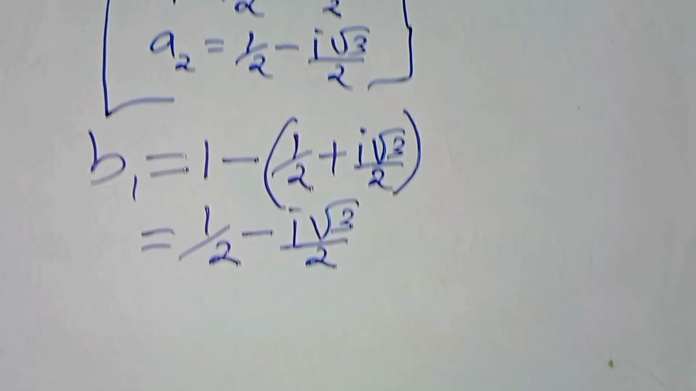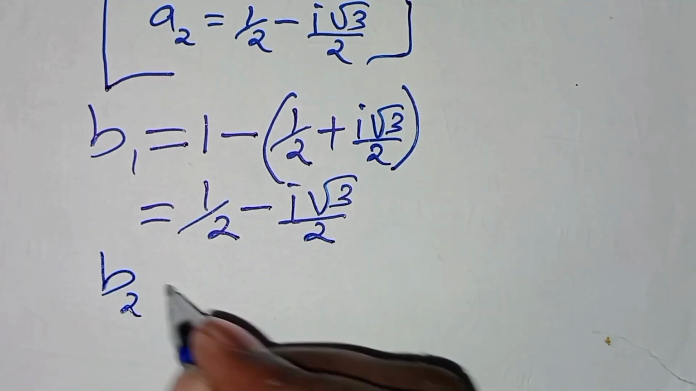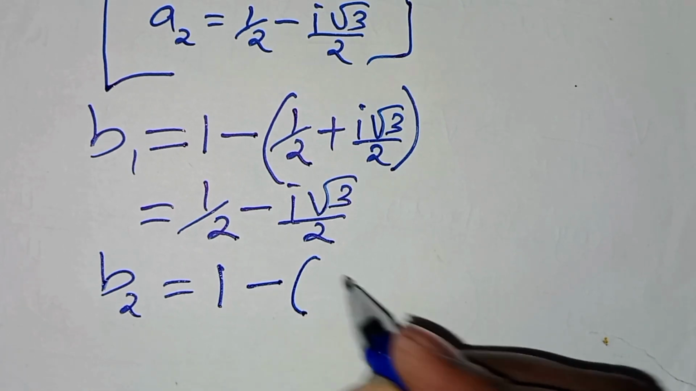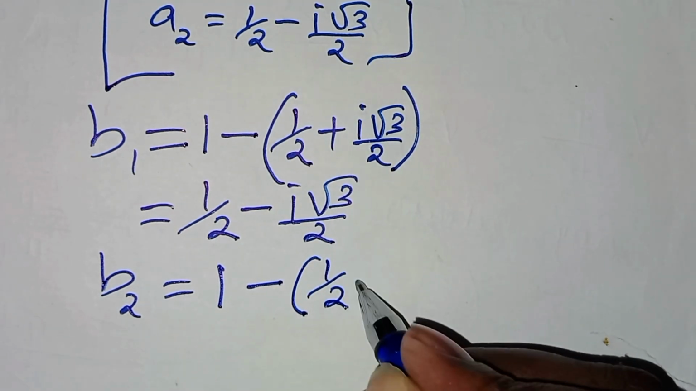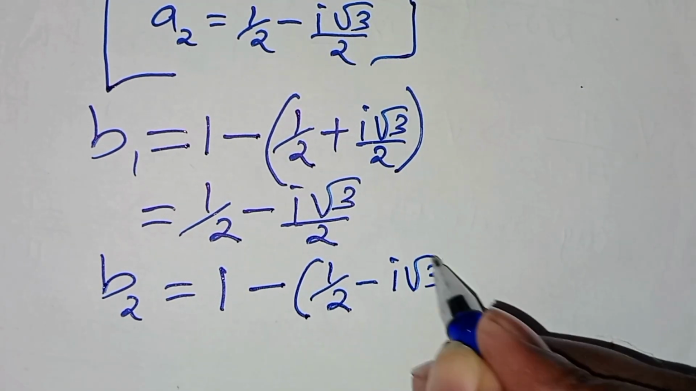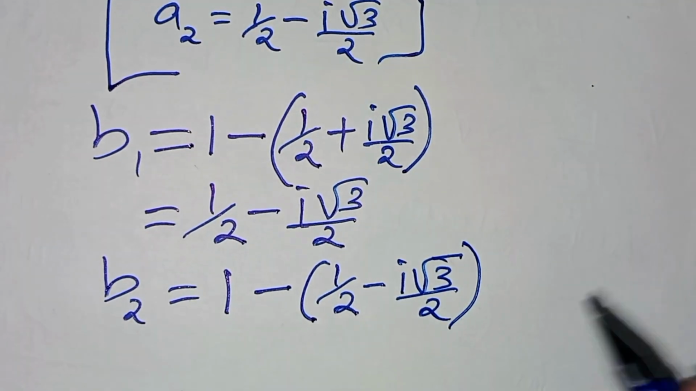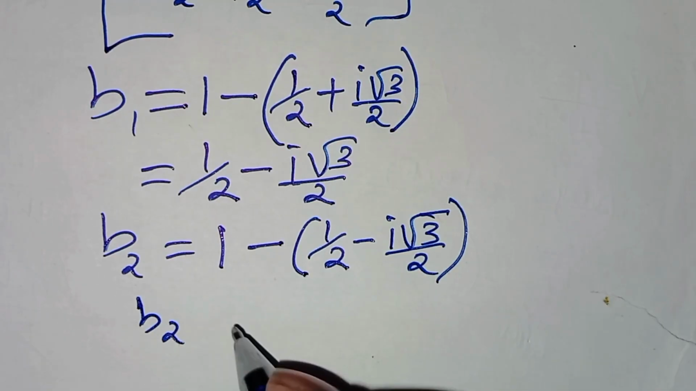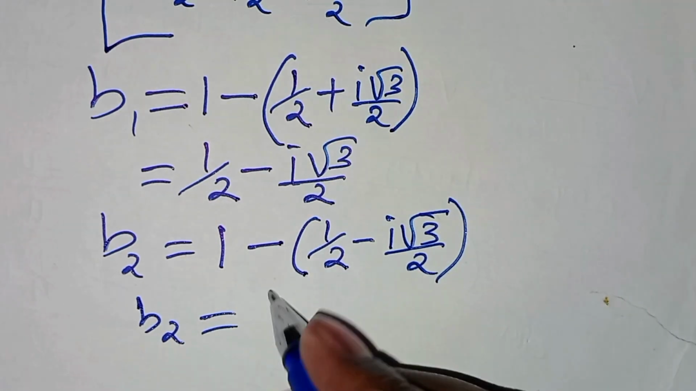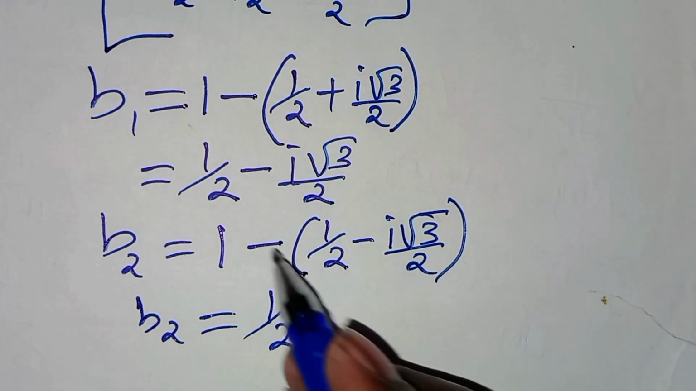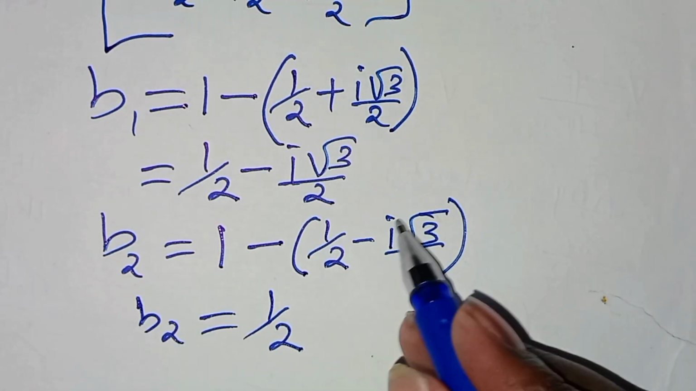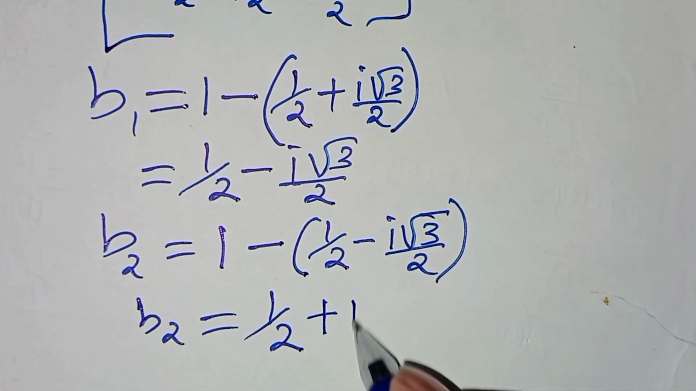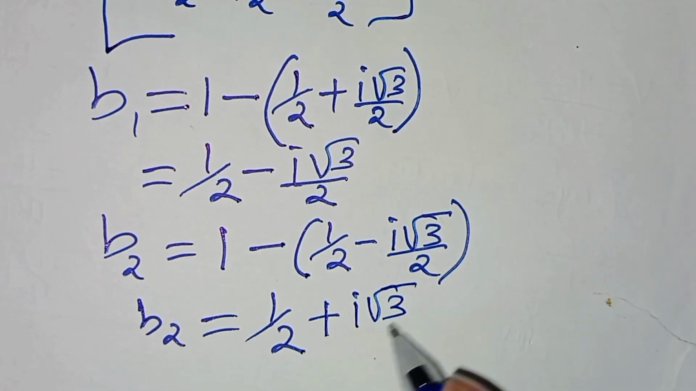So let's solve for b2. So b2 is equal to 1 minus a2. a2 is half subtract i square root of 3 divided by 2. And that means that b2 is equal to 1 minus a half, this is half, okay, then minus times minus i square root of 3 divided by 2, this becomes plus i square root of 3 divided by 2.